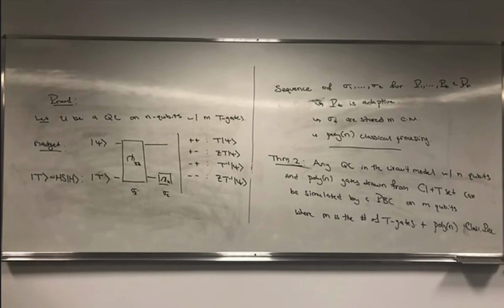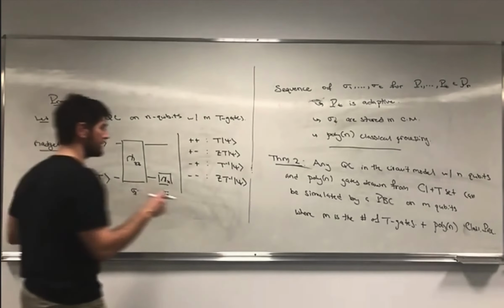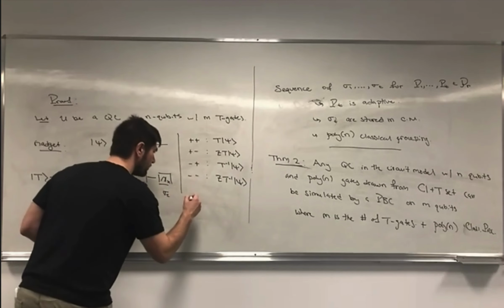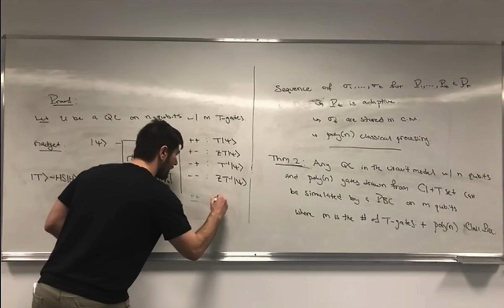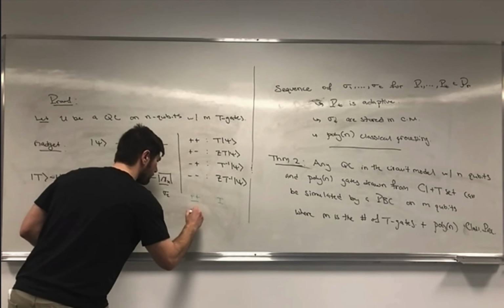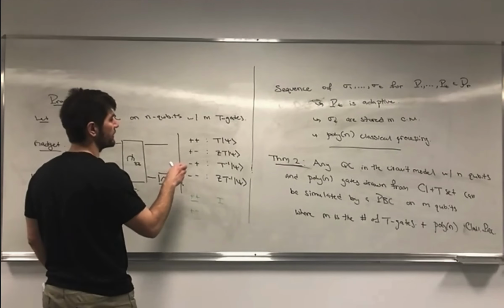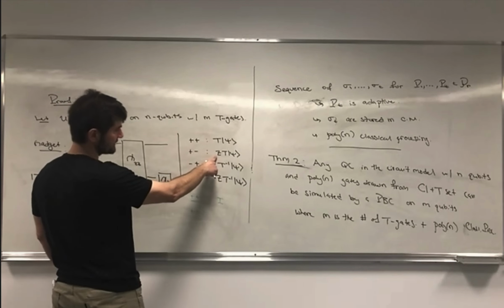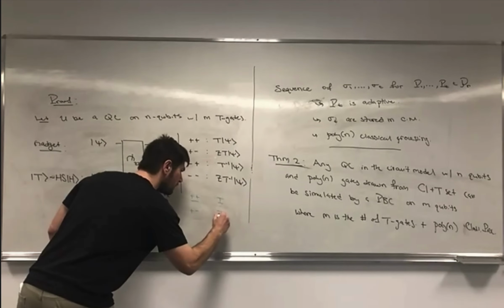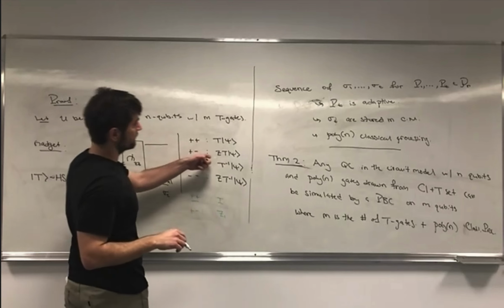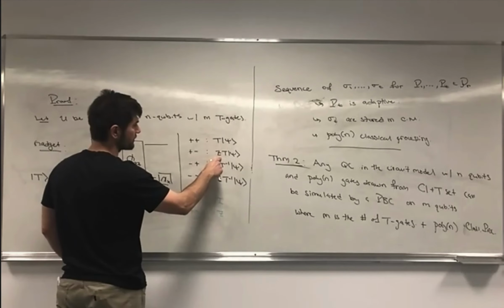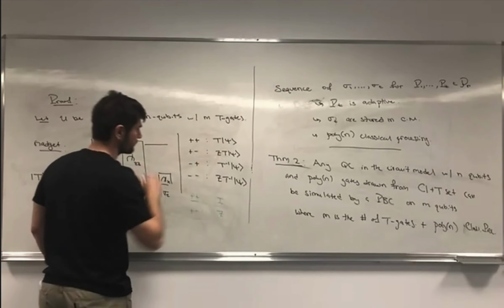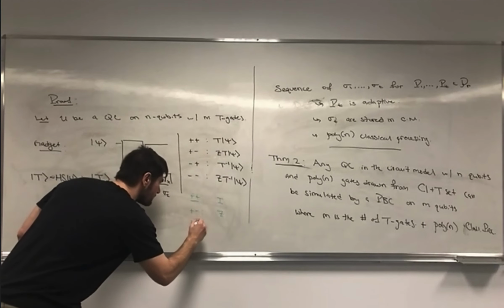So we want to apply the T gate. Here, if we have plus plus, we just don't need to apply anything at all. If we have plus minus, what do we need to apply? We can apply Z on this single qubit. So we can just apply Z, and that gets rid of that one.